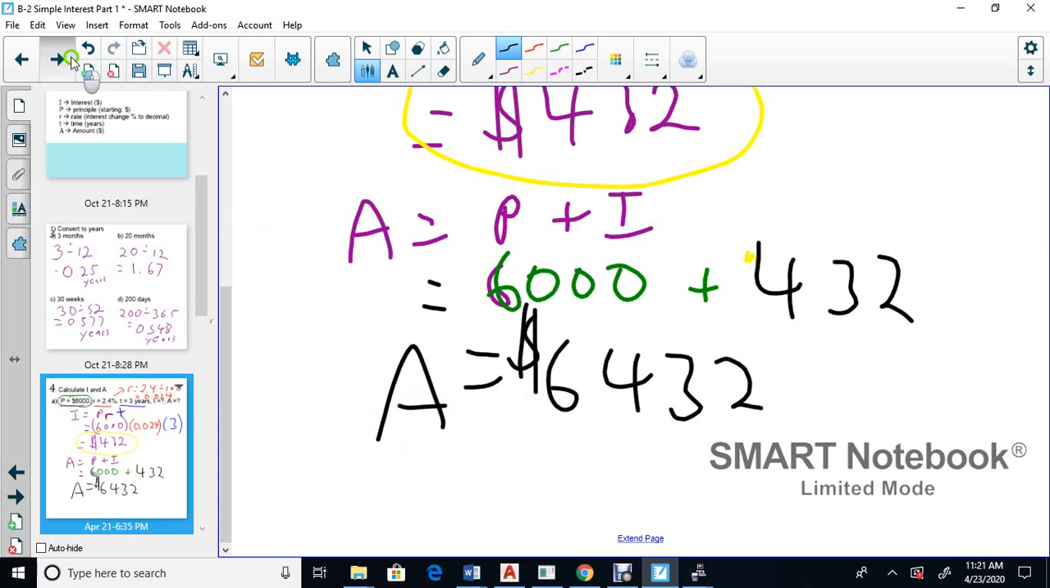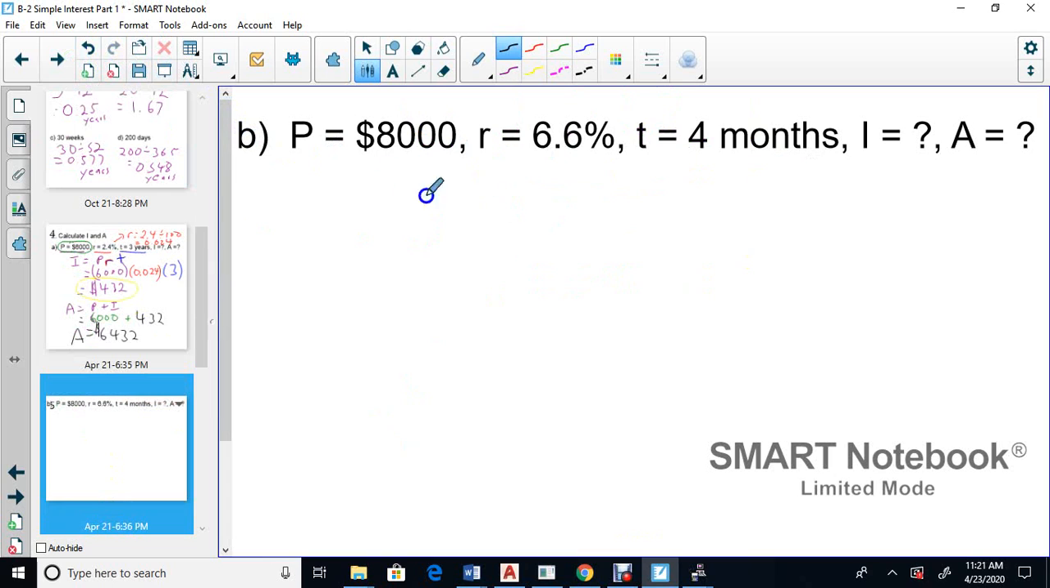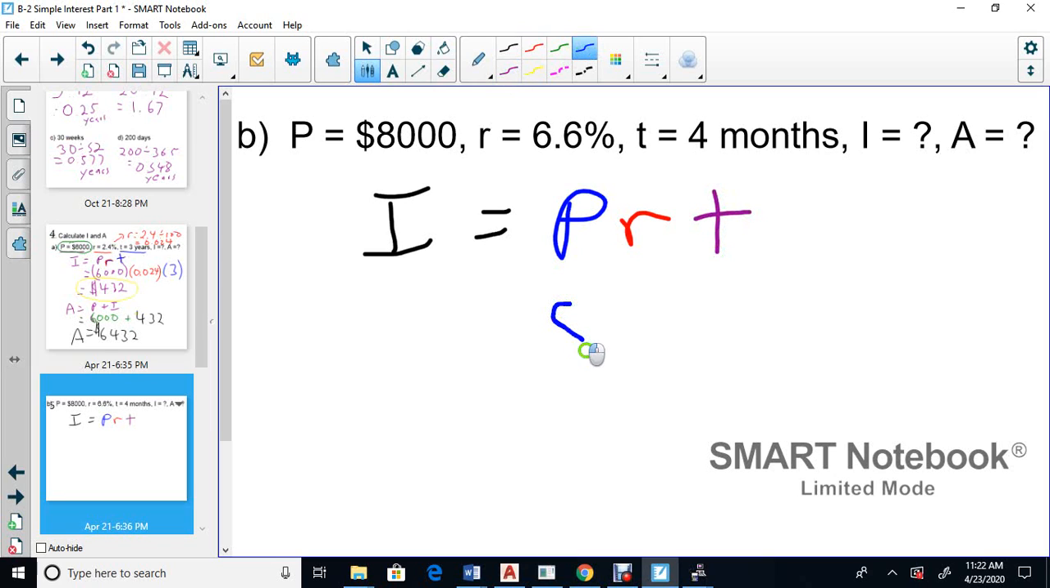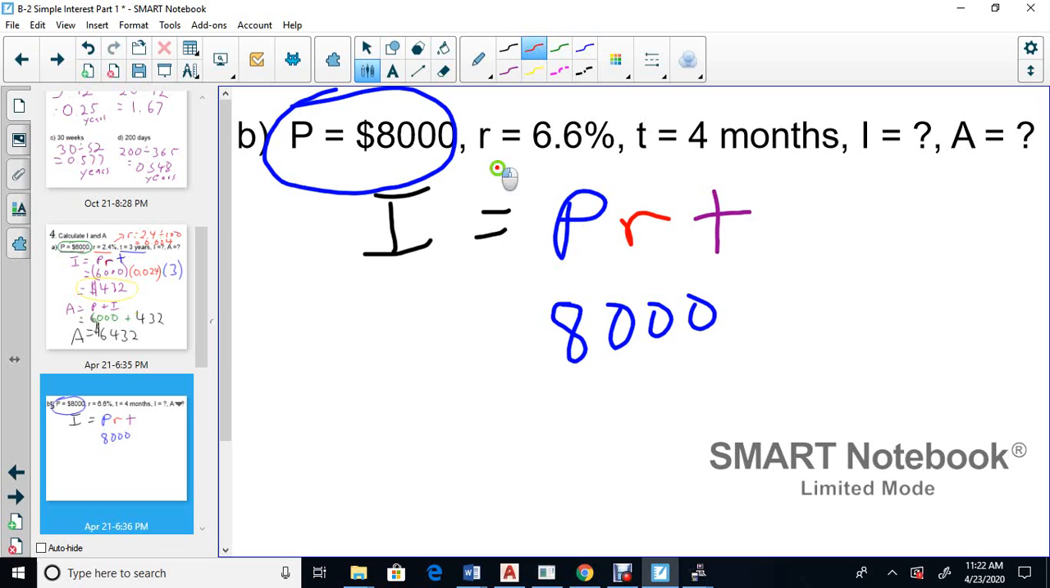So that was A. Let's do B. We'll do the same thing. Maybe I'll color coordinate it. So we got to find I. I equals, let's color coordinate it, P, and we'll do that red, R, and T we'll do in purple so you guys can see where I get the letters from. Okay, so the P is in blue, so the P is 1,000. Where do I get that from? Right here.